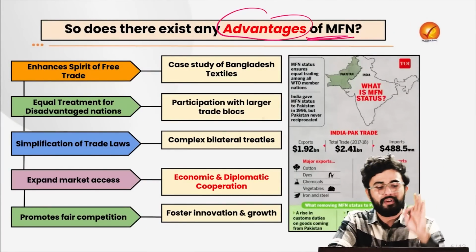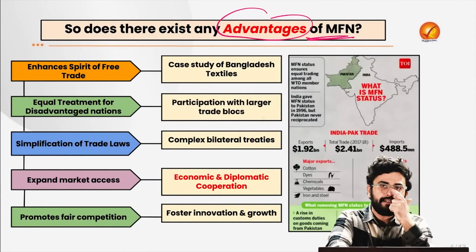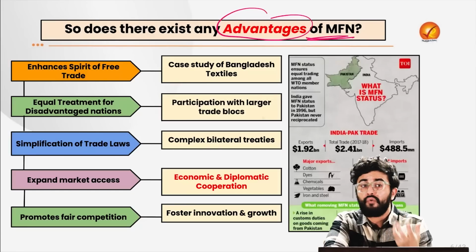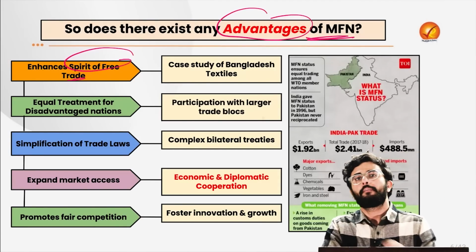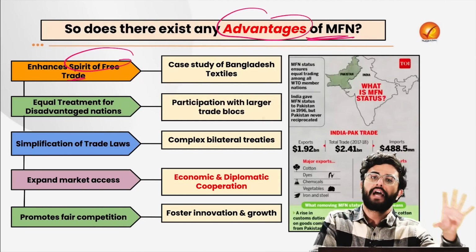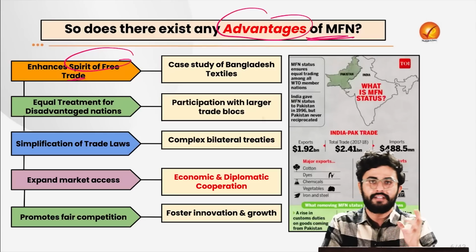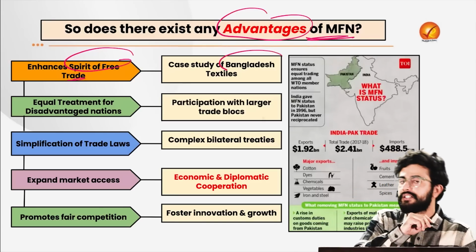So when we have understood this, now let's move to the advantages which are offered by this MFN status. The idea is that first of all, it is obviously going to enhance what? The spirit of free trade. And how is it going to do so? By removing any kind of trade diversion, and for that we are going to take an example, the case study of Bangladesh textile.